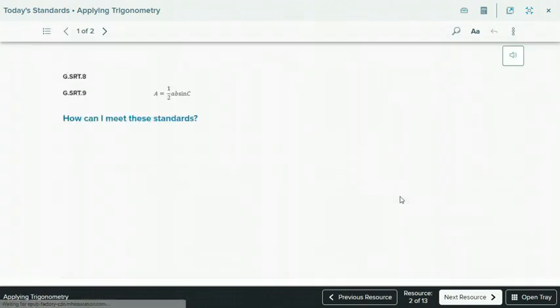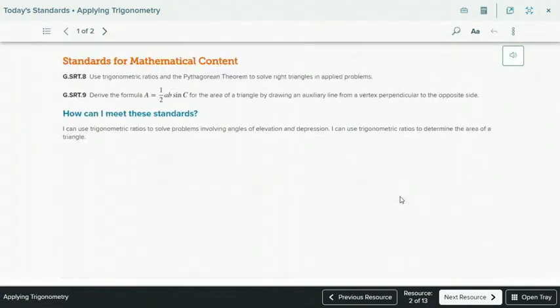So today's standards are using trigonometric ratios and the Pythagorean theorem to solve right triangles in applied problems. That's the first one. And then the second standard that we have is deriving the formula A equals 1/2 A times B times sine of C for the area of a triangle by drawing a line from a vertex perpendicular to the opposite side. That is a lot of words.